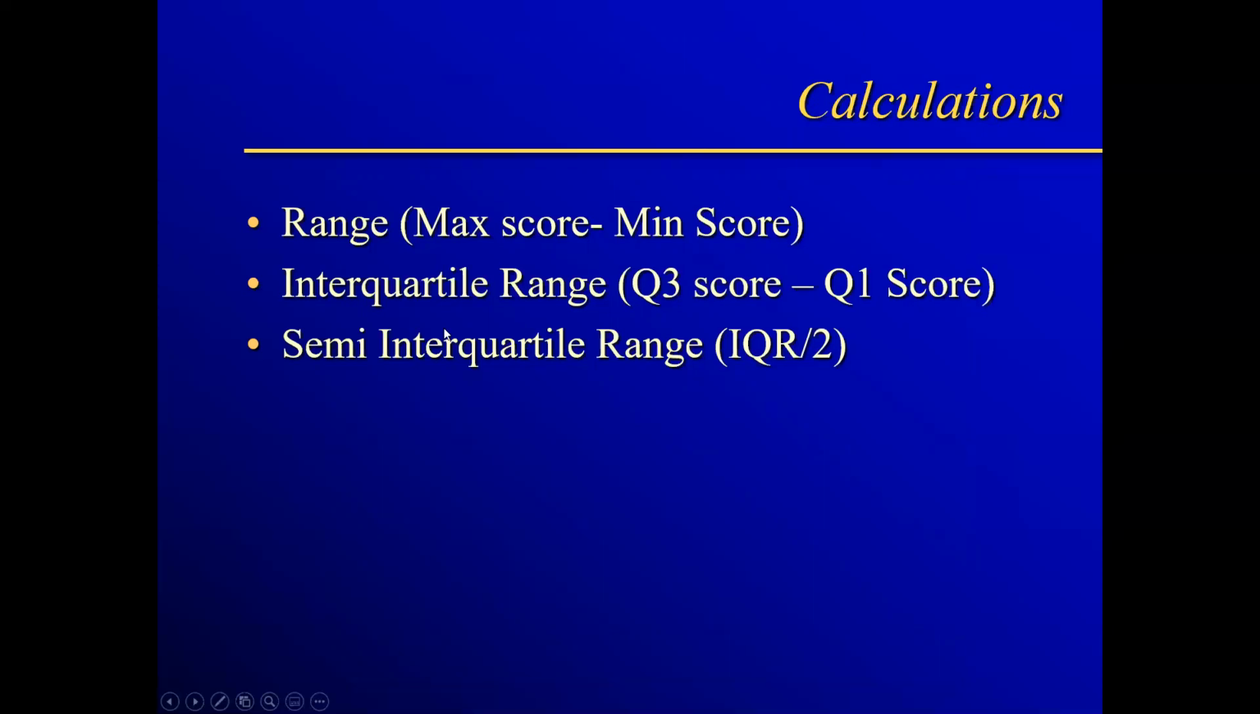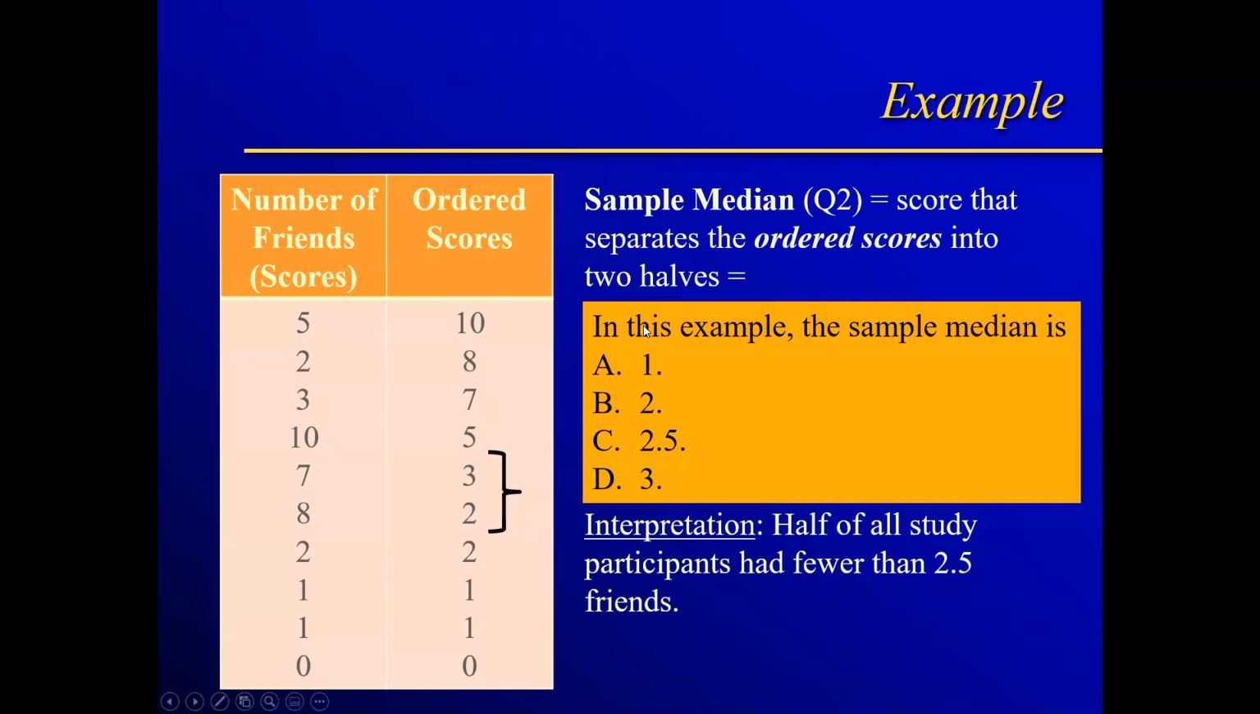Not going to go through it because I've already talked through it, but let's show an example of this using data. On the left-hand side are just the raw values, and on the right-hand side, I just ordered them from least to greatest. So we can find the median, and we've already talked about how to find the median. It turns out that the median is 2.5 in this one.